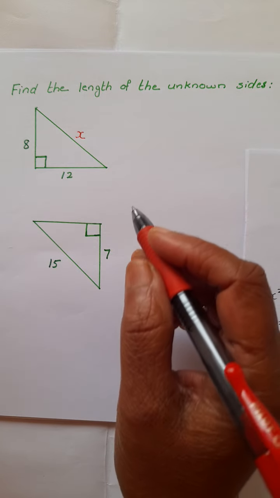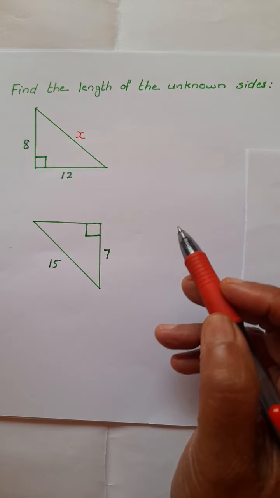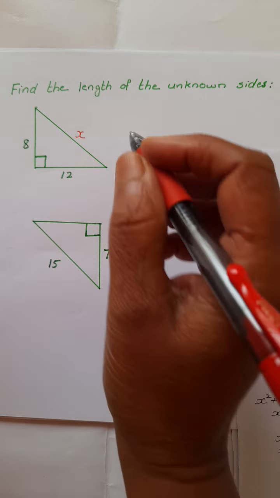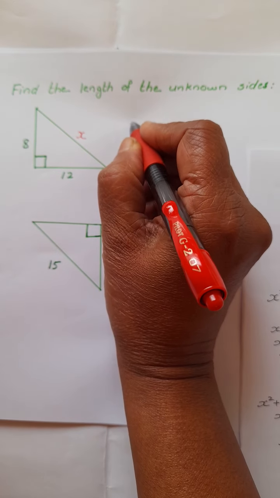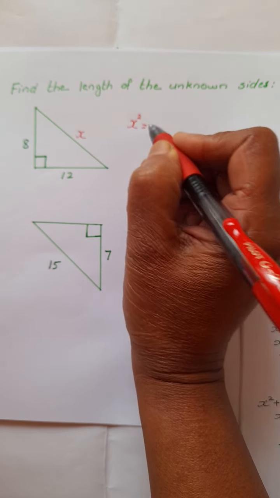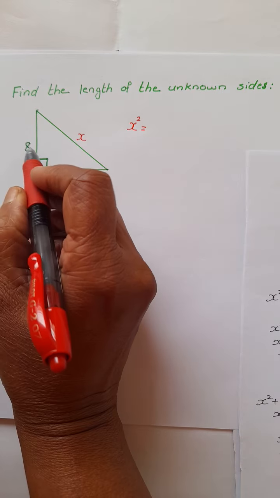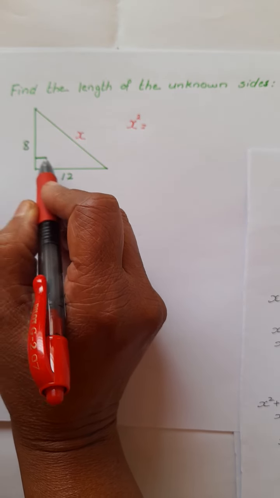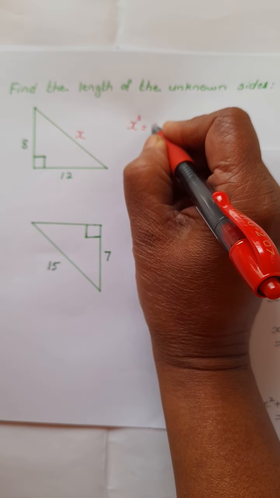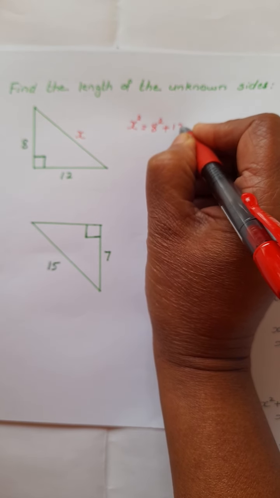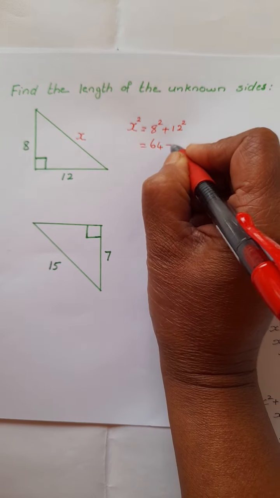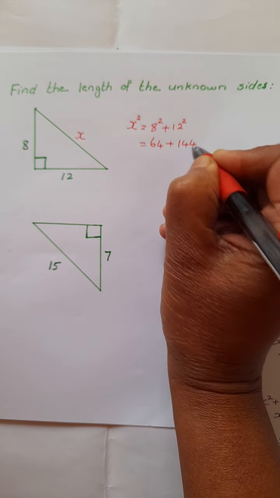Okay, then let's write the equation. The first thing is you write the equation, and then after that you can solve for that unknown letter. Okay, so this, we are going to find the hypotenuse. So x squared is equal to the sum of the squares of the right angle sides. So this one plus that one. So it will be 8 squared plus 12 squared. Then 8 squared is 64 plus 12 squared is 144.